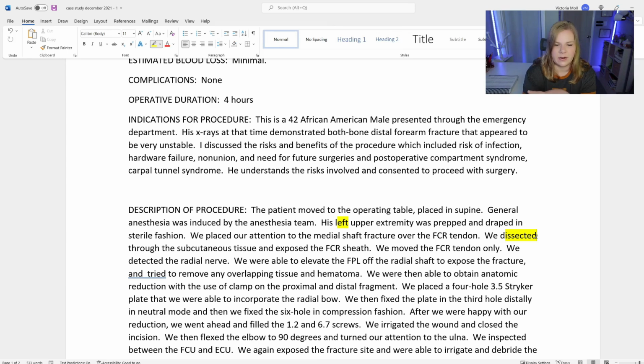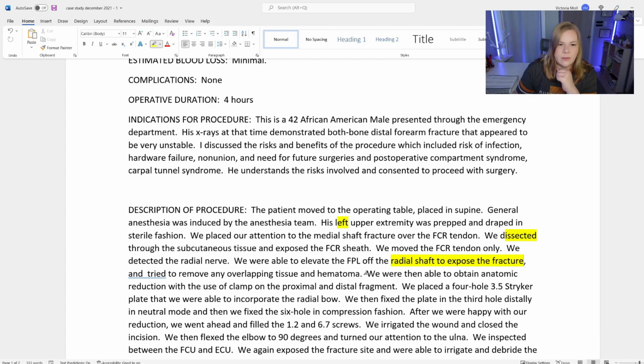We detected the radial nerve, so it doesn't say they did anything to the radial nerve. It looks like the nerve was intact because it doesn't state that they repaired the nerve or made note that the nerves were lacerated. So we were able to elevate the FPL. FPL is the flexor pollicis longus off the radial shaft to expose the fracture. So where was the shaft? It was the radial shaft. So we did a radial shaft to expose the fracture and tried to remove any overlapping tissues and hematoma.